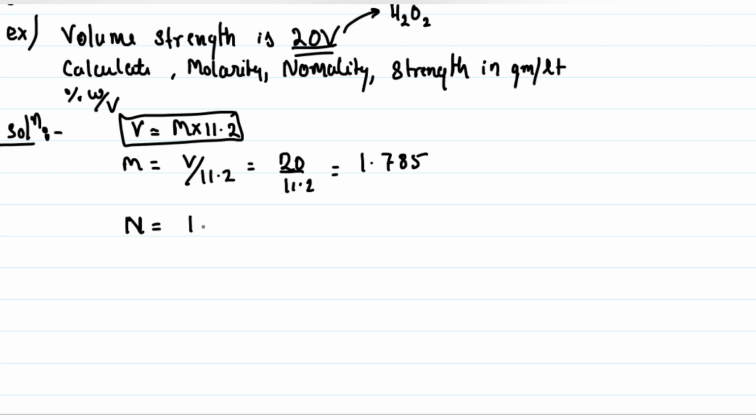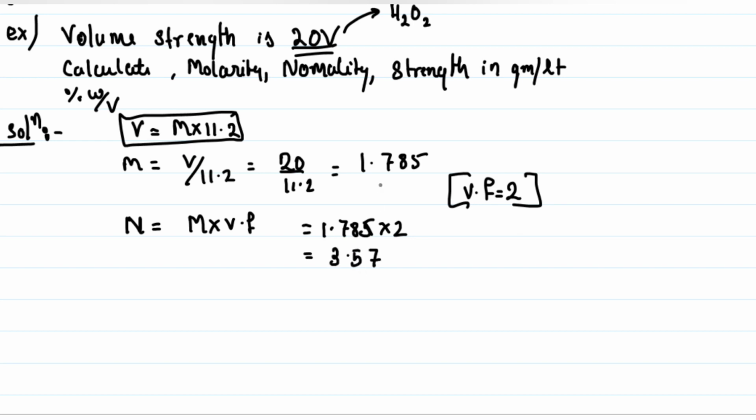Now, normality we have to calculate. Normality is equal to molarity into valency factor, and the valency factor of H2O2 is 2. So, 1.785 into 2, and that will come out to be 3.57.